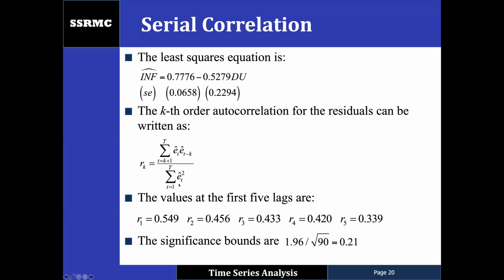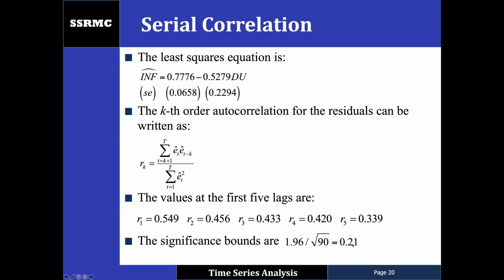The first thing we need to do is to calculate the kth order autocorrelation coefficient for the residual. We use the residual from this regression model and then use this formula. Notice that we do not have the mean of the residual at different periods, t or t minus k, in this equation, because by construction, the average of the residual terms is 0, so they just disappeared. The values at the first 5 lags are as follows. I give them on the slide. They range from 0.549 all the way to 0.339. All of them look pretty large to me. And the significance bounds are calculated the way that we mentioned before.